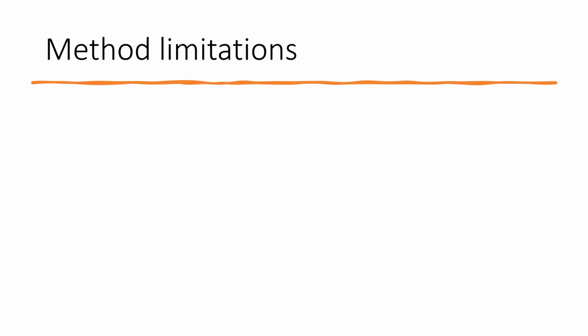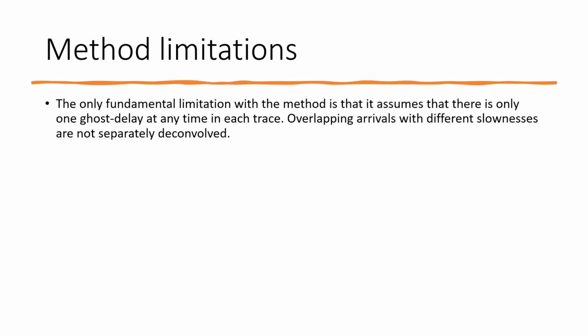As for the method limitations, there's only one major limitation, and that is that it can't separately estimate the ghost parameters for overlapping arrivals. You may have an arrival with one slowness and another one with another. In the normal slowness-based method, it's possible to separate those and deconvolve them. But in this method, it estimates an approximation and deconvolves it in that way.